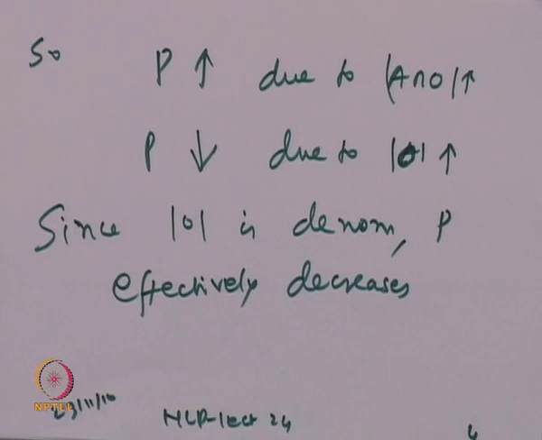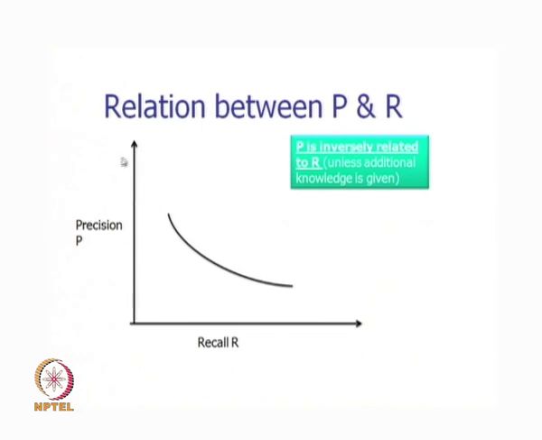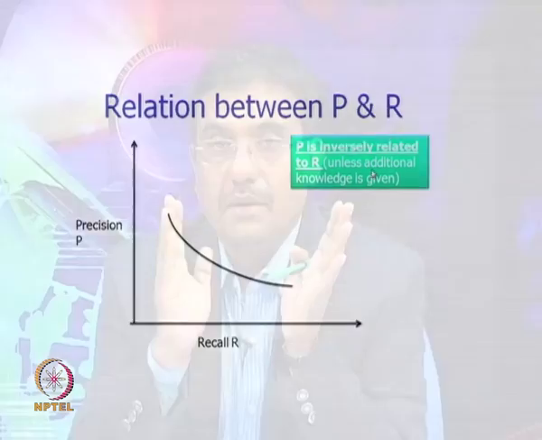Okay. So, going to the slide now, we have understood the behavior of precision and recall: increasing one decreases the other. Here we are making an important remark: unless additional knowledge is given, P and R have an inverse relationship with each other. As recall increases, P would go down. So, is that sacrosanct? Will that always happen?